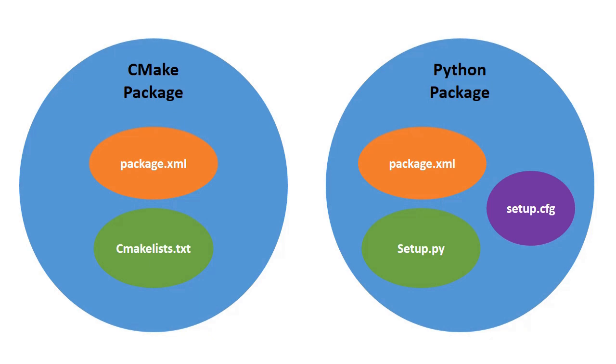In Python, we have package.xml, which contains meta information about the package, and setup.py, which contains instructions on how to install the package, and setup.cfg, which is required when a package has executables, so ROS2 can find them.